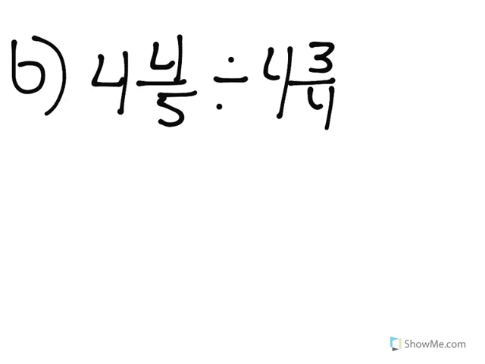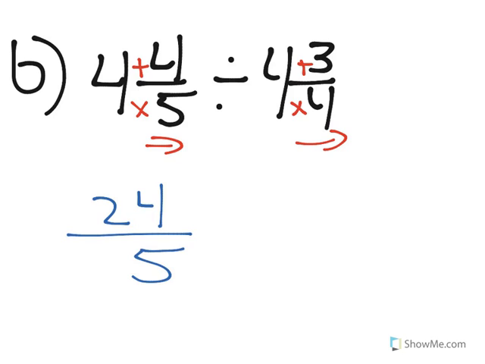Now, since these are mixed numbers, I want to change them to improper by multiplying, adding, bringing it over. Multiply, add, bring over. So as I do this, I'm going to multiply 5 times 4, which is 20, plus 4 is 24 over 5. 4 times 4 is 16, plus 3 is 19 over 4. So that's my first step right there.